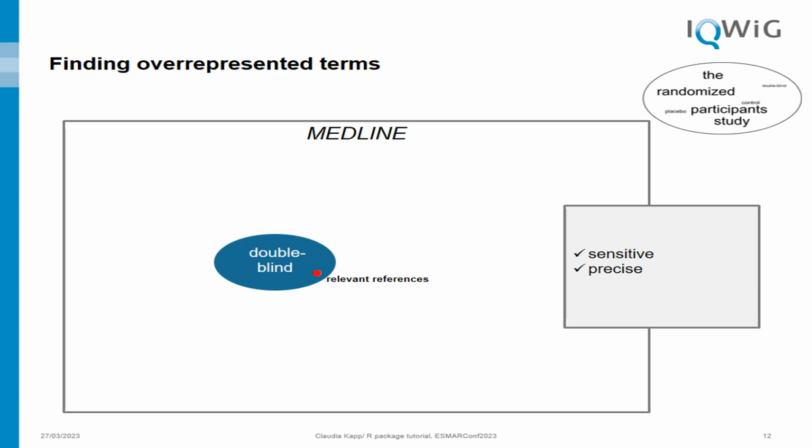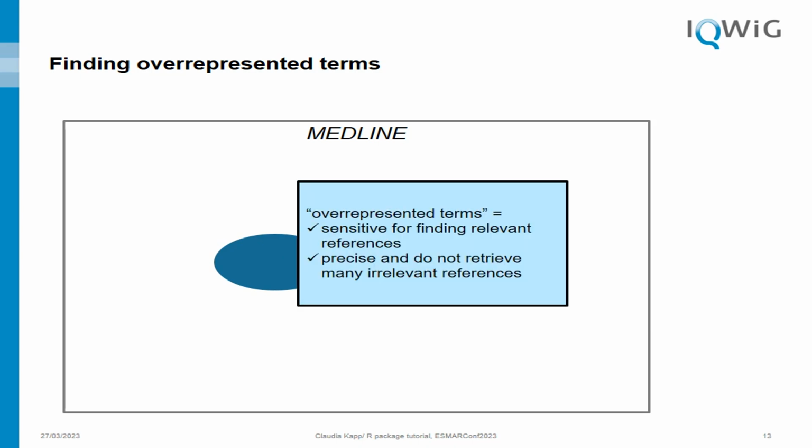This looks much better. The terms occur in all of the relevant references, but it's not frequent in the target database PubMed. This makes it overrepresented in the relevant references. To sum up, the goal is to identify those terms that are overrepresented in the test set, so they appear frequently in our gold standard, but they are not frequent in other references in PubMed.